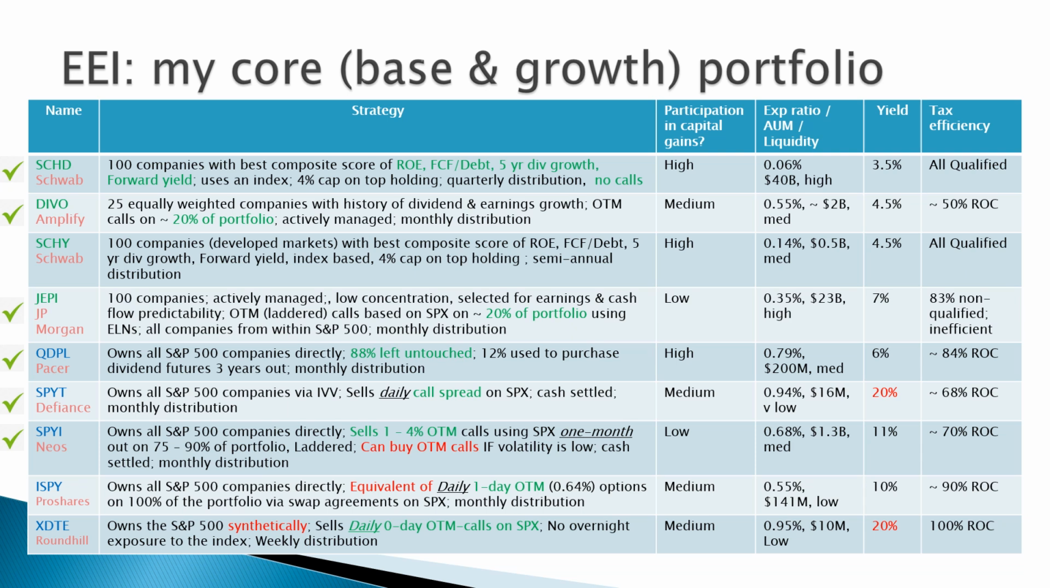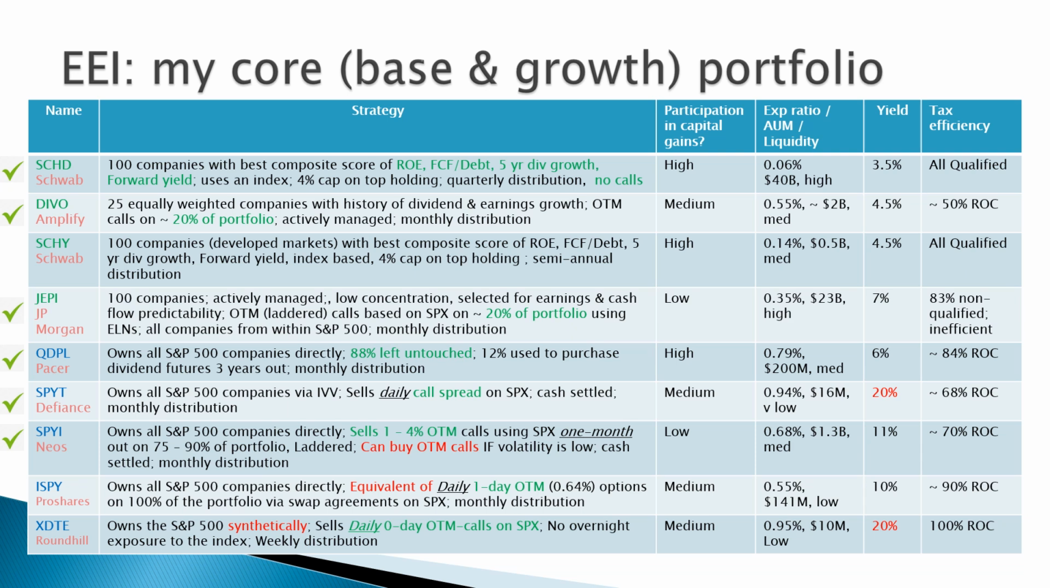ISPY is from a rather old school, or at least more experienced provider, ProShares, which has a bunch of very old school type of ETFs. This was their foray into covered calls, and they were actually, I think, the first to do daily, 1 day out of the money option calls. They don't actually sell calls, but they do swap agreements, but it's the same thing. They own the underlying assets directly and not through an ETF. They have a monthly distribution.